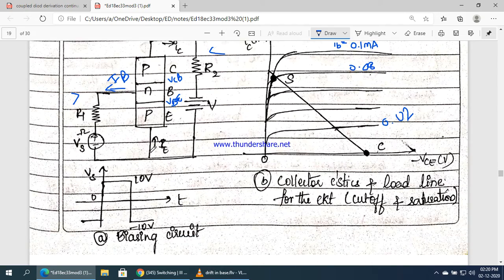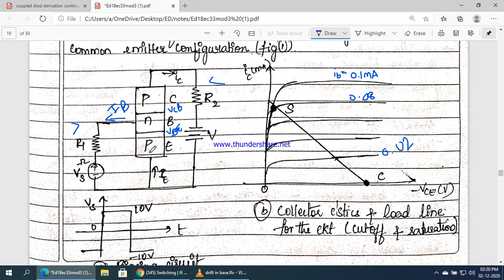Here, as you can see, this is a common emitter configuration of a BJT. So this emitter is common for both base as well as the collector, and the current direction is like this. Emitter current will be inwards and collector current is outwards and base current is outwards. So this is the common emitter configuration.